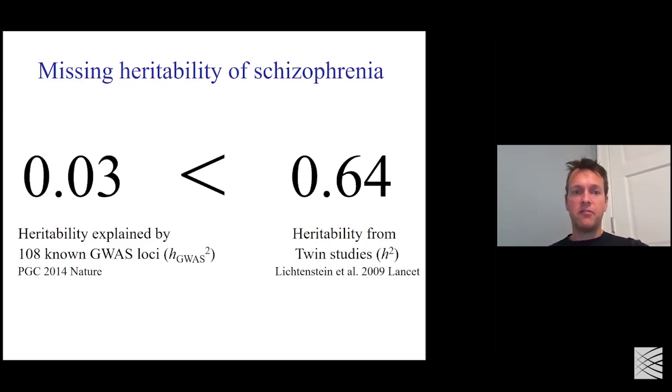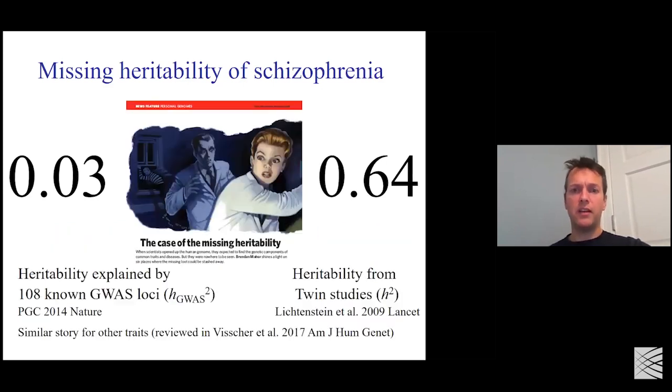And in the case of schizophrenia, we know that the findings of the 2014 Nature paper explain about 3% of heritability, whereas the heritability of schizophrenia has been estimated at about 64% from twin studies. So there's this big gap between what we found and what we believe is out there. And this gap is classically known as the missing heritability.